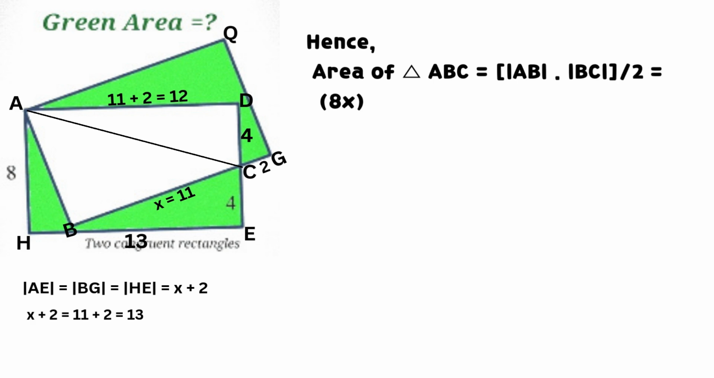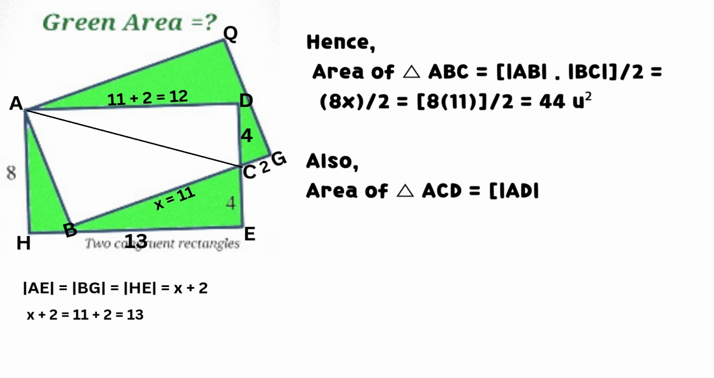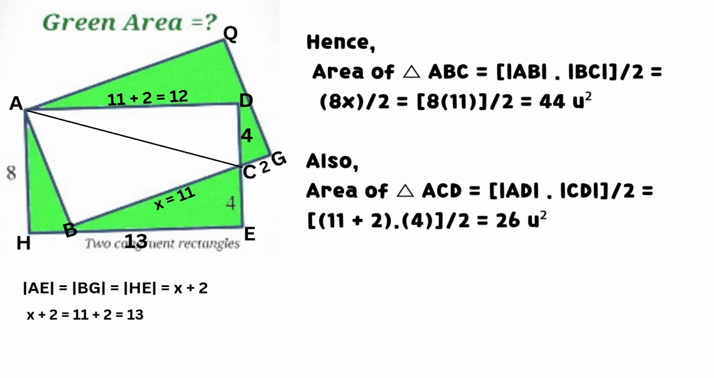Hence, area of triangle ABC equals half the product of line AB and line BC, which equals half the product of 8 and X. The result is equal to 44 in square units, after simplification of substituted values.